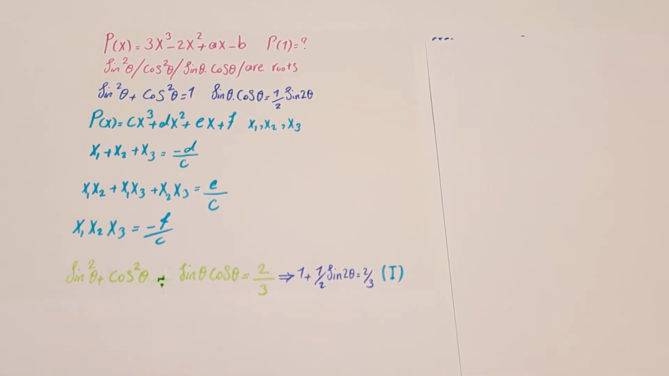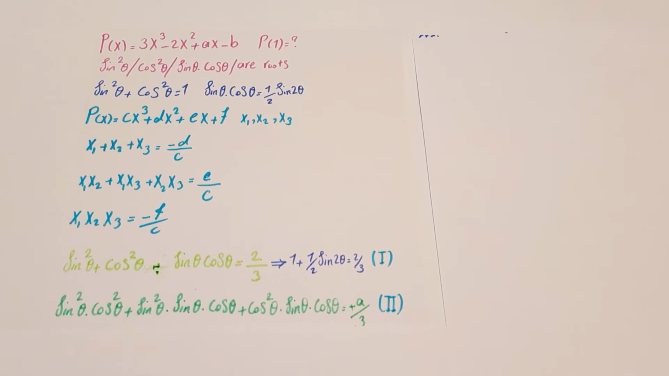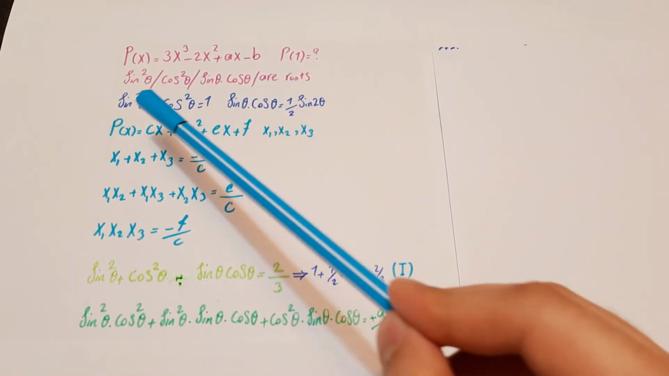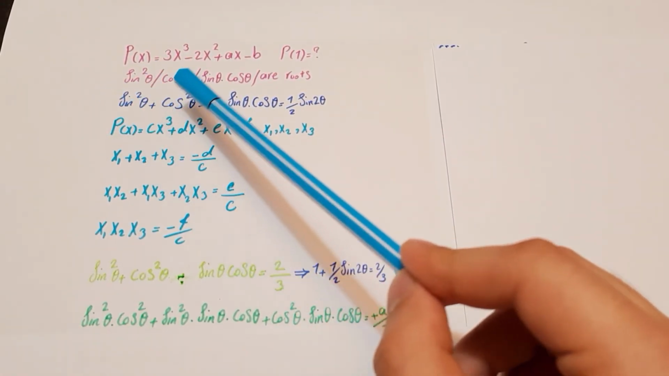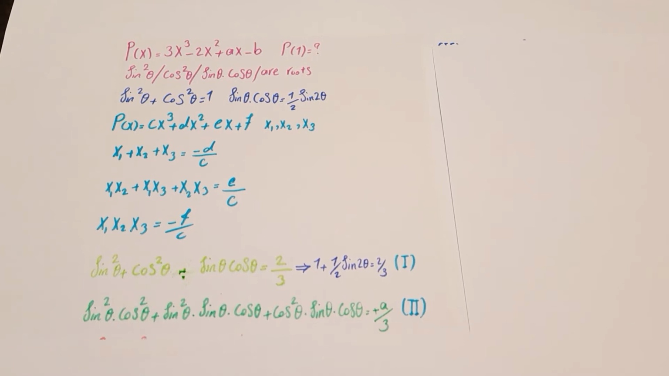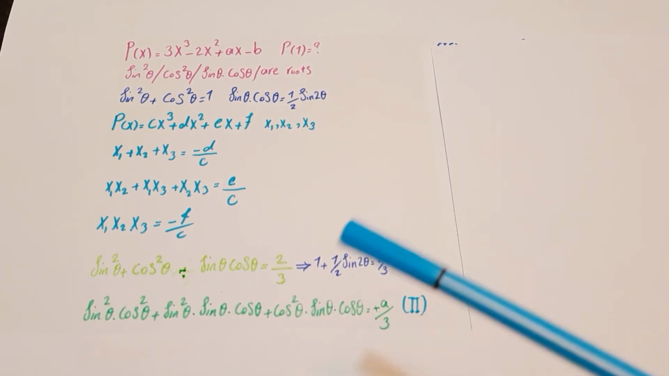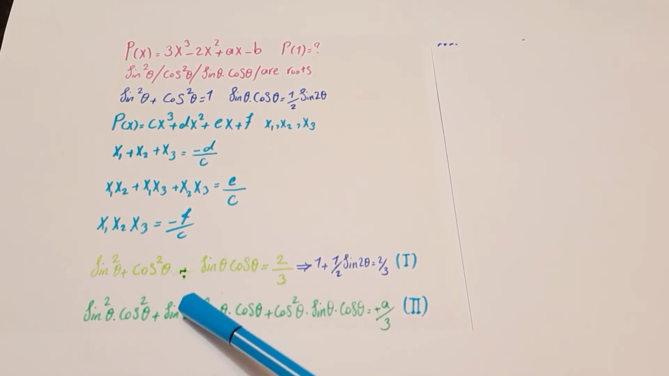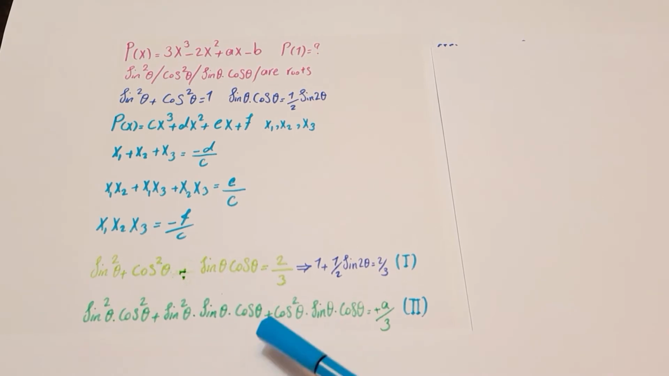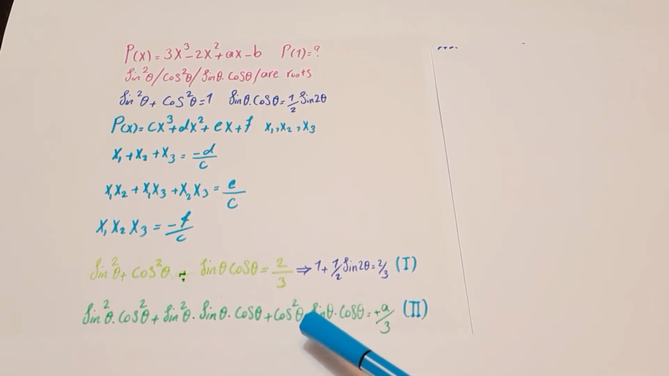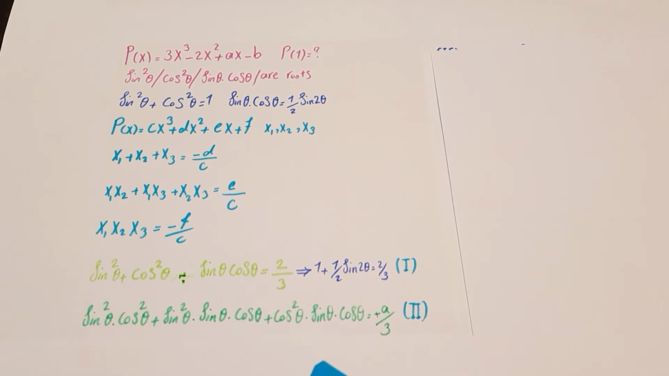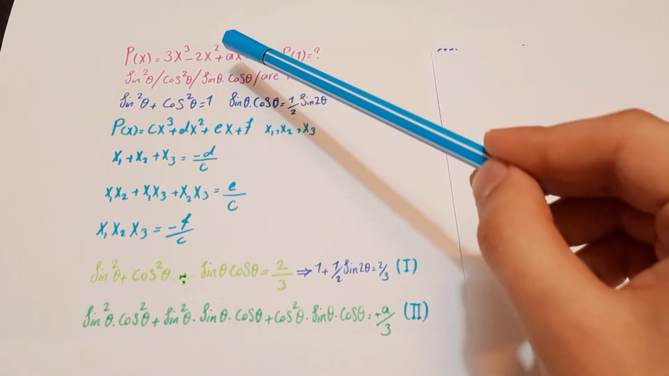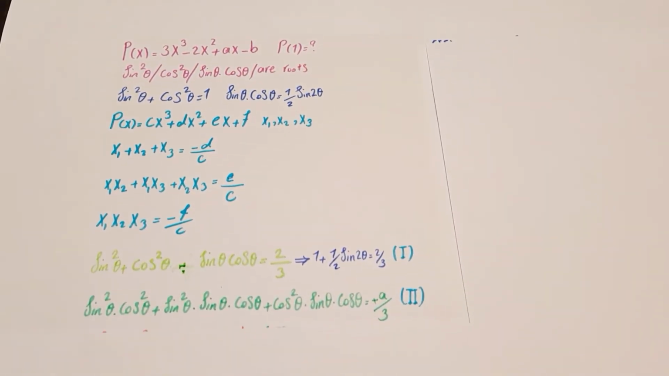Let's write it for the second one. x1x2 is sin²θ times cos²θ, that I write here. x1x3 is sin²θ times sinθ times cosθ. And x2x3 is cos²θ times sinθ times cosθ. That's just equal to e over c, and e is here a, and c is just 3.